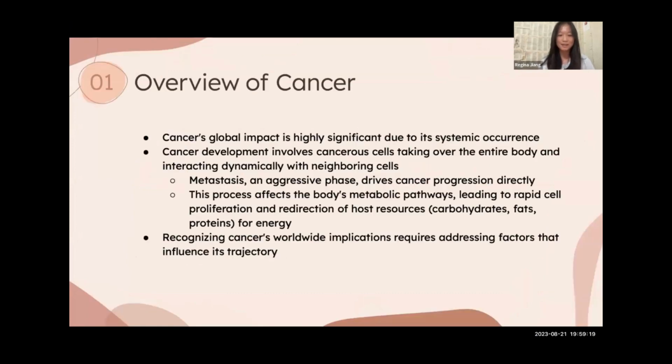Okay, so first of all, for an overview of cancer, cancer is a global issue, and its systemic occurrence is what makes it really important. Cancer development involves cancerous cells taking over the entire body and interacting systemically and dynamically with the neighboring cells. So this drives cancer progression directly. This leads to rapid cell proliferation, and it also redirects the host resources into cell division. These resources could be carbohydrates, fats, or proteins.